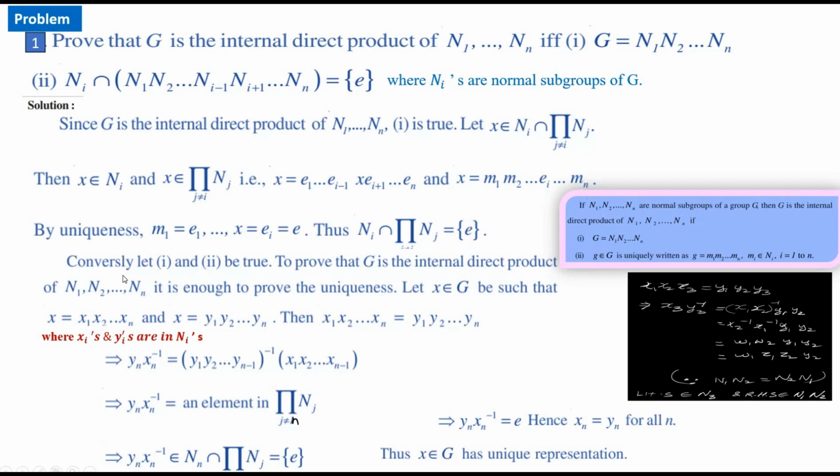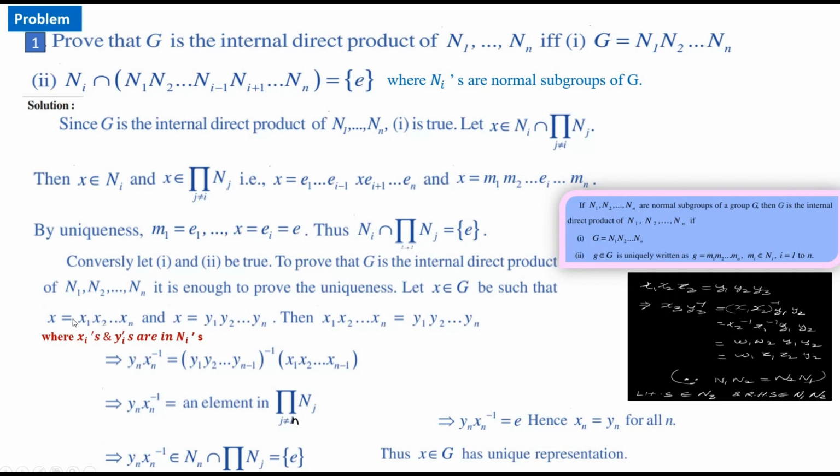Now for the converse part, we shall have the first and second conditions to be true. To prove that G is the internal direct product of N1 etc. Nn, it is enough to prove the uniqueness, because the first condition is same as the first condition mentioned here. So you take an x in G with x being written as x1 etc. xn, and x is also written as y1, y2 and so on yn.